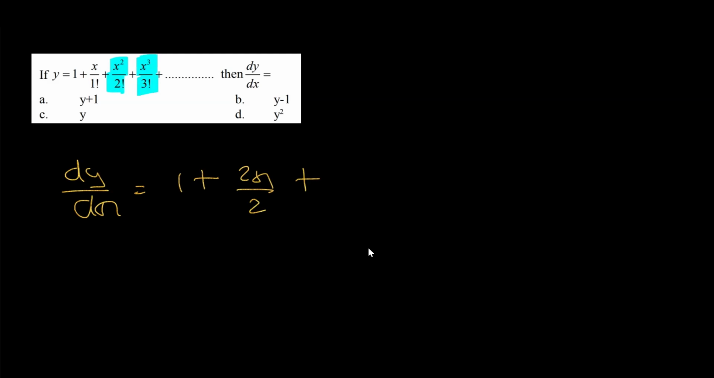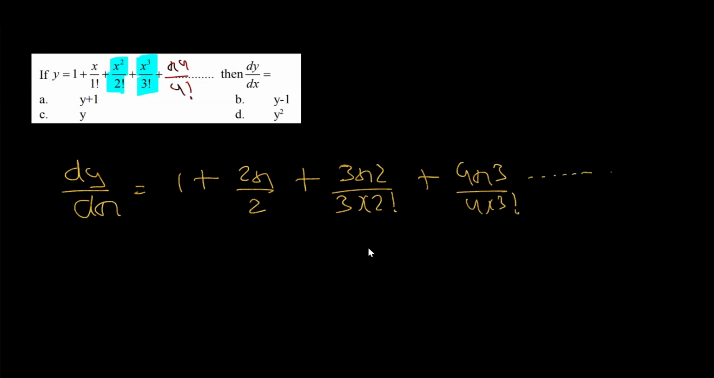So x cube differentiation is 3x square, and this 3 factorial can be written as 3 into 2 factorial, and so on. Like I need to write one more term. Let's say this is x raised to the power 4 over 4 factorial in the progression of this. So it's going to be 4x raised to the power 3, and 4 factorial can be written as 4 into 3 factorial. And if you keep on doing so till the end terms.